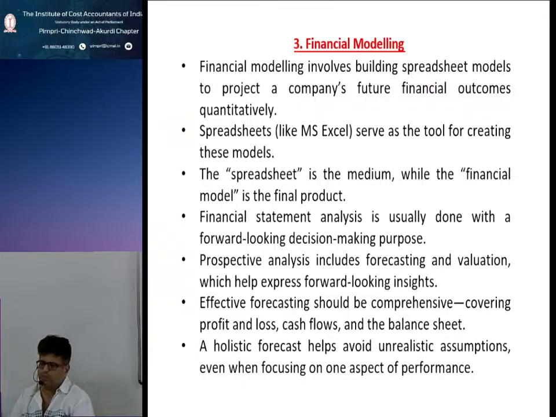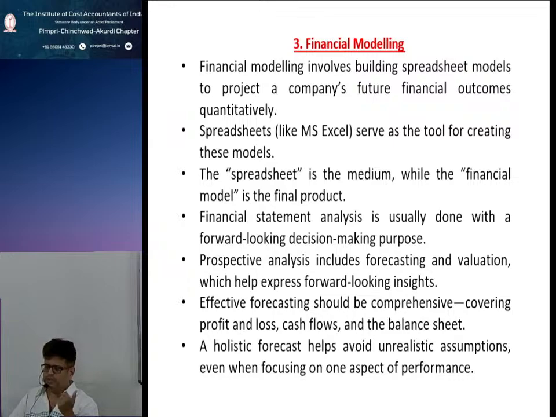So effective forecasting should be comprehensive, covering profit and loss, cash flows, and the balance sheet. Traditionally, three statements are considered the key financial statements. Those are the balance sheet as on a particular year end date, or as on the end of the accounting period. Secondly, the income statement, or profit and loss account, for a particular accounting period. And third is the cash flow as on the end of the accounting period.